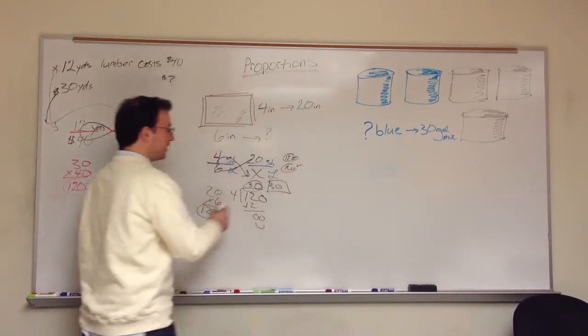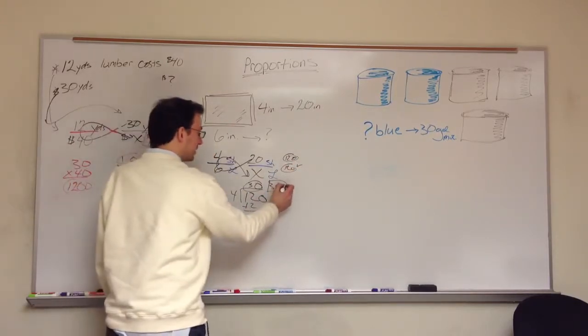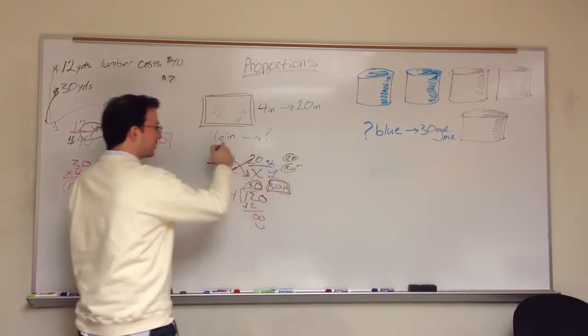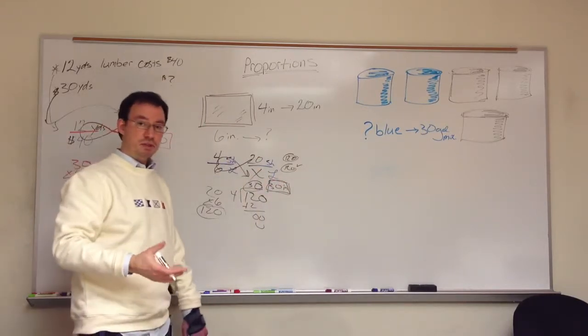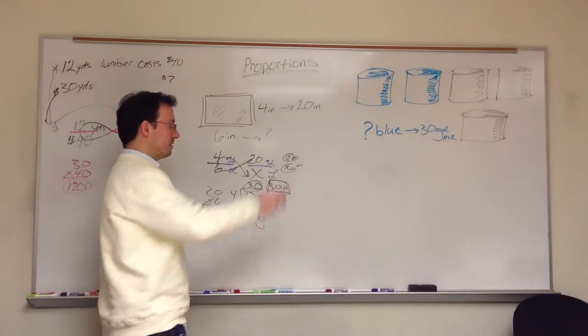So sure enough, that is a proportion. So our answer is 30 inches is what the bottom is going to have to be. See how that works? It's easy. Anybody can do it. Let's go over here.